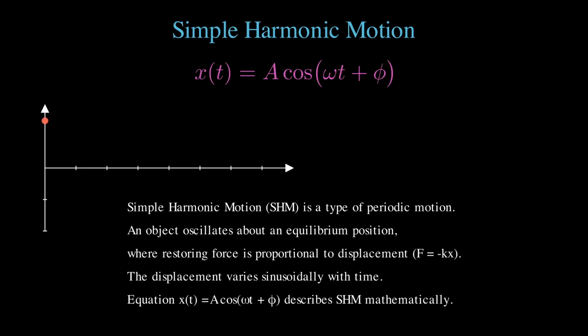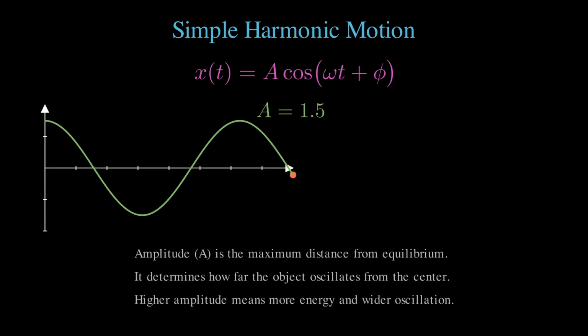Simple harmonic motion is a type of periodic motion. An object oscillates about an equilibrium position. The restoring force is proportional to displacement as in F equals minus kx. The displacement varies sinusoidally with time. The equation x of t equals A cosine of omega t plus phi describes this mathematically.